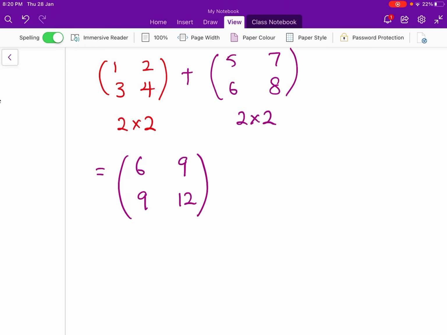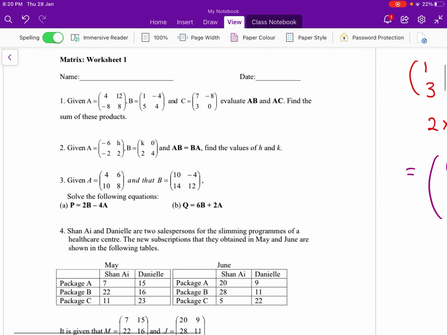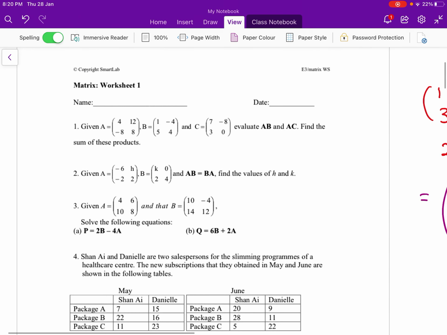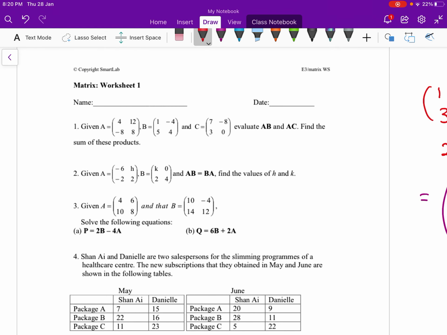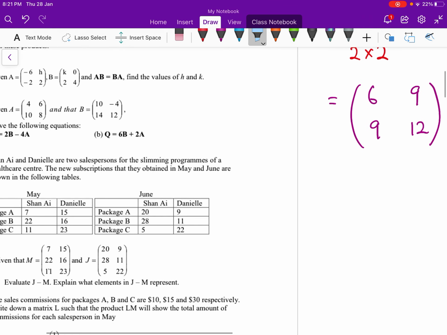Let's take a look at some examples of the multiplication. Let's take a look at the matrix worksheet 1. Question 1, given A is this matrix, B is this matrix, C is this matrix, evaluate what is AB and AC. Find the sum of this product. First of all, let's take a look at how we multiply A and B. Maybe I just write here.